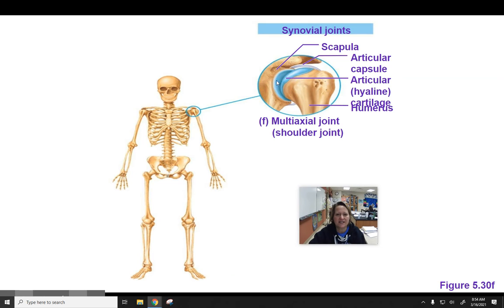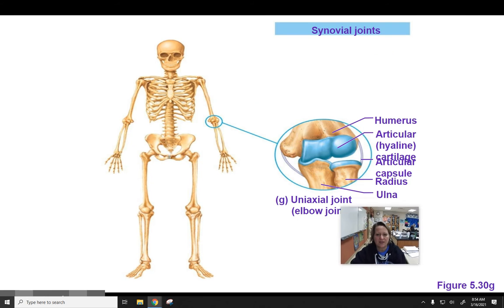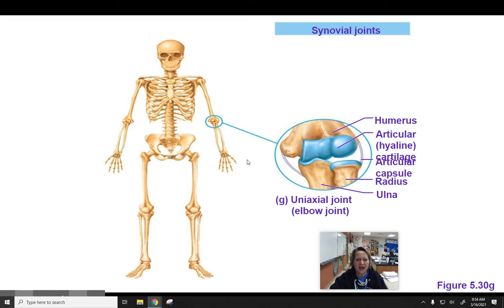Here's an example. You can see here that the articular capsule is going into the scapula, and then it's covering that humerus. Here's another one looking at your elbow joint. So articular cartilage on the outside, and then articular cartilage on the radius and the ulna.